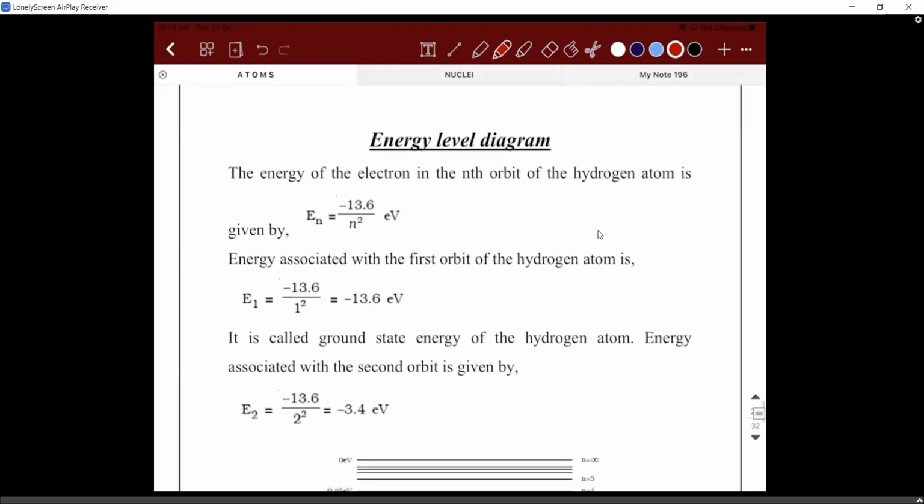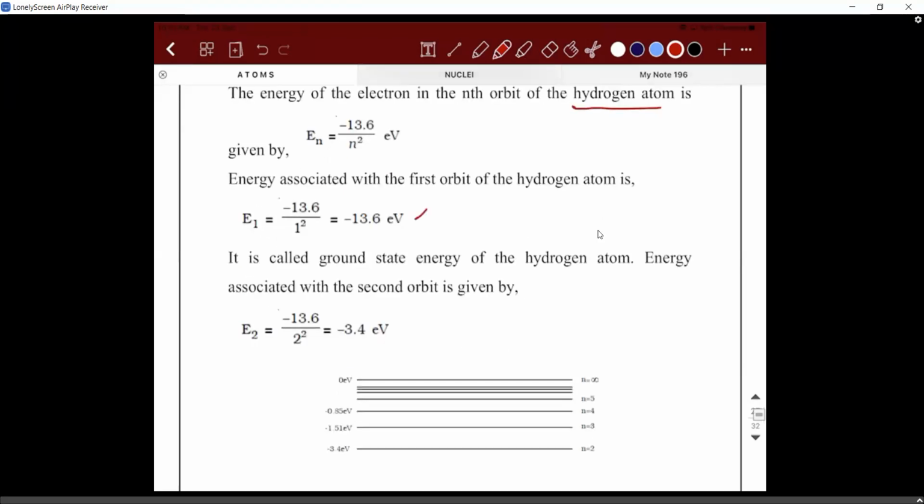So the next one is called the energy level diagram, which we have already discussed. What is the energy of the electron in the first orbit? Here again they're speaking only about the hydrogen atom, but we have seen different atoms, right? The energy of the electron in the nth orbit will be minus 13.6 into Z square by n square, with Z equal to 1 for hydrogen, so minus 13.6 divided by n square electron volt. So the energy of the electron in the first orbit is minus 13.6.